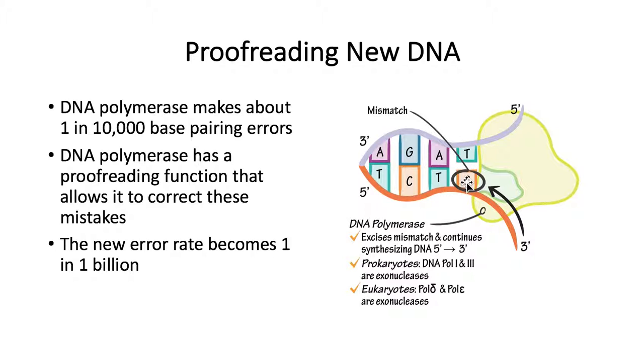That's an error that needs to be fixed because errors can lead to mutations, and mutations could lead to things like cancer. So we have to fix that. So DNA polymerase would go and proofread and replace mistaken base pairs like this. And after proofreading, the error rate becomes 1 in 1 billion, which is much, much better.